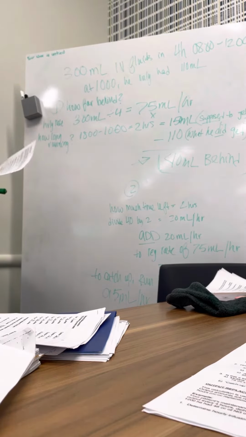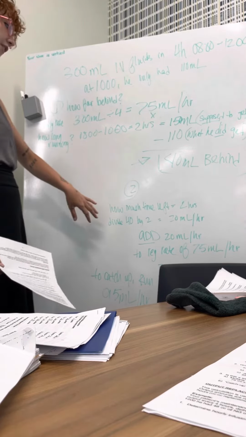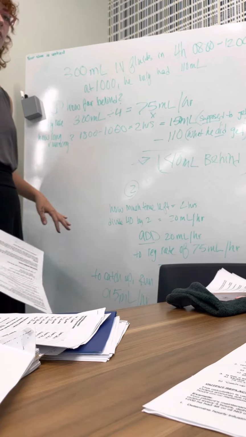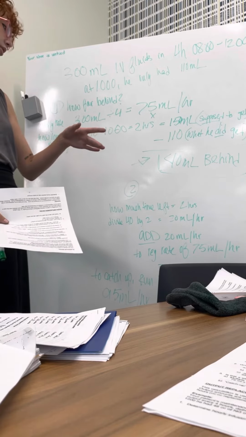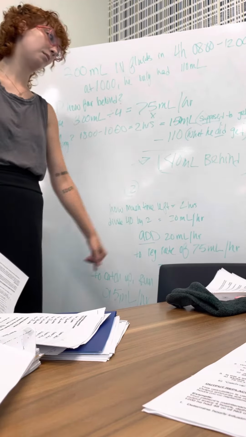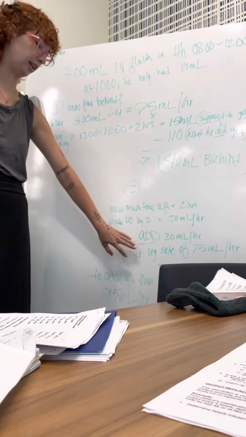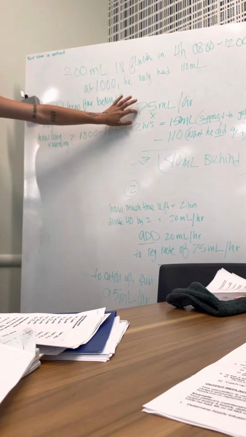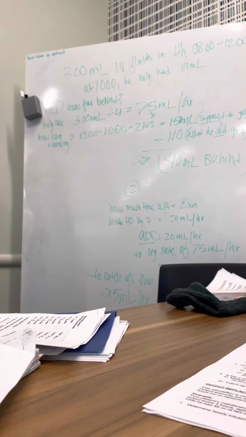Now that we know how much we are behind, we can figure out how much we need to add to catch up. The first step is figuring out how much time we have left, which is 2 hours, from 10 to noon. Then we divide our 40 by those 2 hours to give us 20 milliliters per hour. That's what we need to add onto our regular rate of 75 milliliters an hour in order to catch up and run our IV until he gets 300 milliliters by noon. So we would need to run the IV at a rate of 95 milliliters per hour.